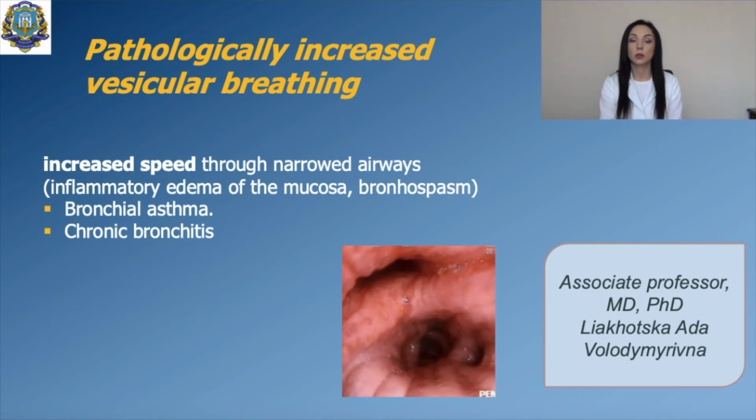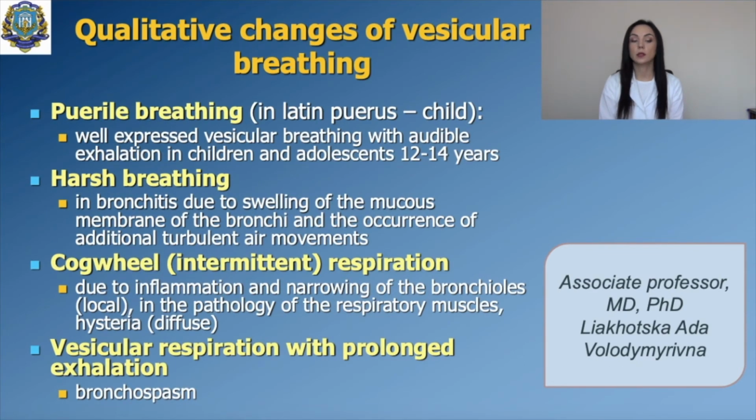What are the qualitative changes of vesicular breathing? Puerile breathing, well-expressed vesicular breathing with audible exhalation in children and adolescents from 12 to 14 years, as often you could hear it. Harsh breathing in bronchitis, due to swelling of the mucous membrane of the bronchi and the occurrence of additional turbulent air movements. Cogwheel intermittent respiration due to inflammation and narrowing of the bronchioles. Local, it's called also, in the pathology of the respiratory muscles, some diffuse. Vesicular respiration with prolonged exhalation: bronchospasm.